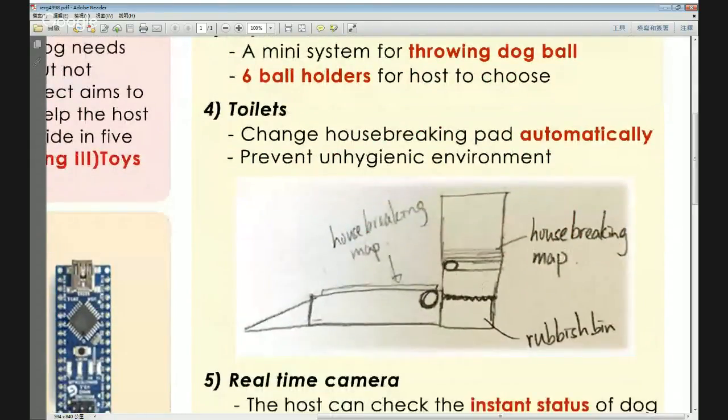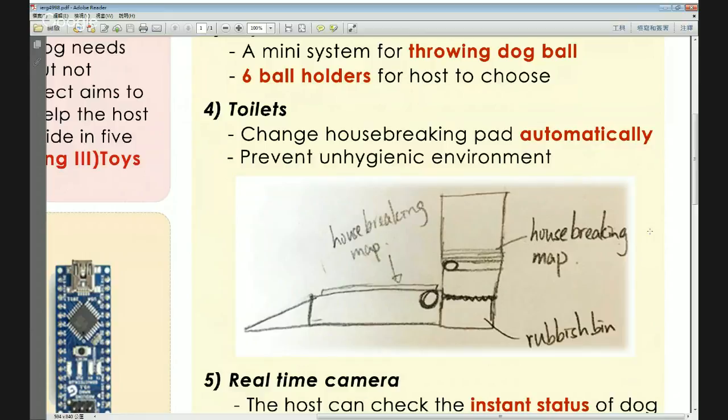The fourth part is the toilet. In most cases, dog owners use a housebreaking pad as the dog toilet in the home. When they leave the home, the housebreaking pad is just put on the floor. In some cases, they may have a plastic holder for keeping the housebreaking pad at a fixed size.